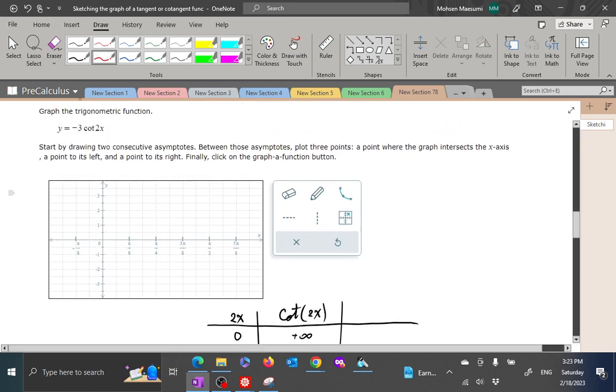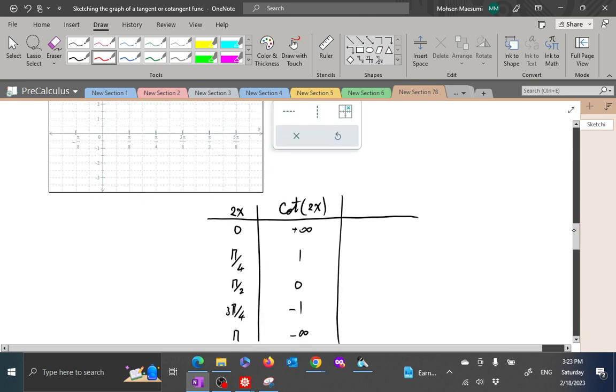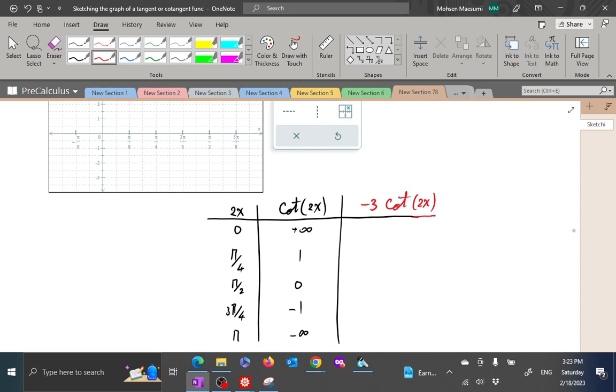We have a multiple of minus 3 here, so minus 3 cotangent of 2x. So minus 3 times plus infinity. What does that mean? It's minus infinity. Minus 3 times 1, that's easy, 0. Minus 3 times minus 1, that's plus 3. Minus 3 times minus infinity is plus infinity. What does that mean? This means your function is flip-flopped. You're going to see.